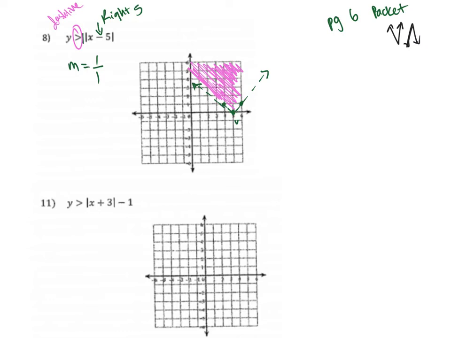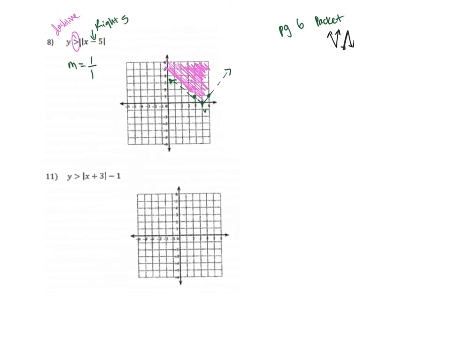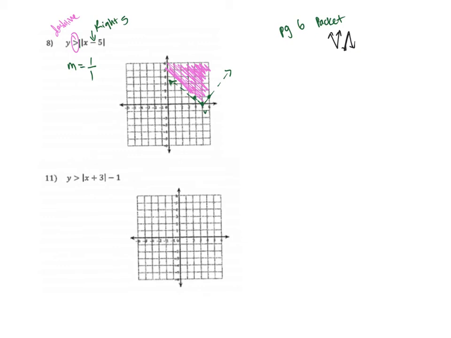All right, so let's take a look at our next number here, number 11. So we're going to do the same thing. We've got to figure out a shift. So inside here, that absolute value is saying plus 3, so that is saying left 3. And then that number out here is saying minus 1, so that means I'm going down 1. Remember, the outside number tells you your vertical shift. So if I follow this here, left 3, down 1, that's right there on the graph.